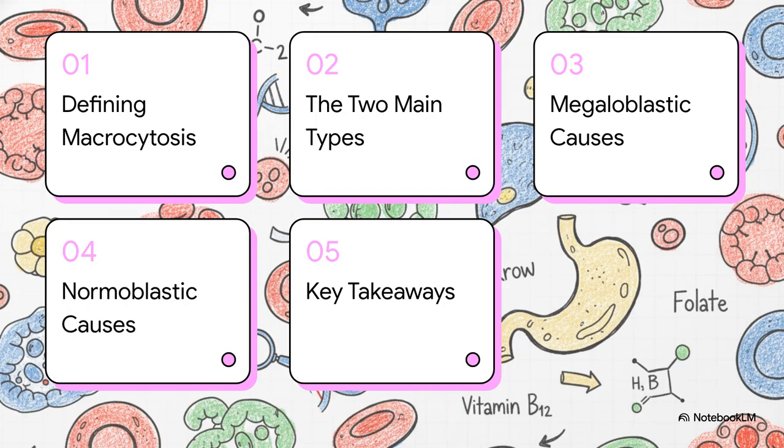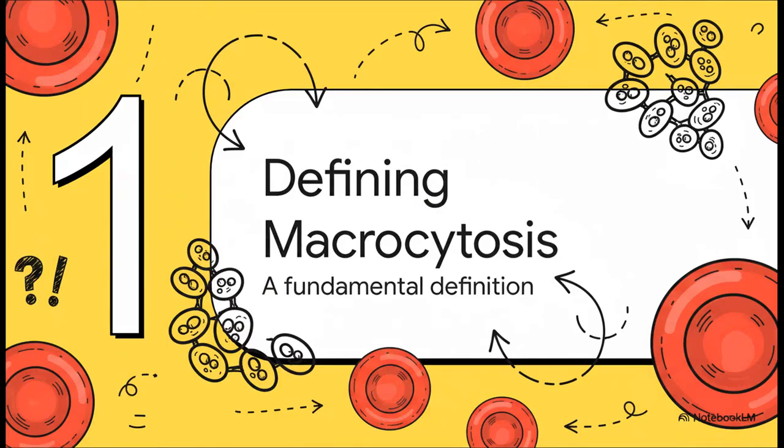Okay, so here's our game plan. We'll start with the basic definition, then we'll hit the big one, the two main types, megaloblastic and normoblastic. We'll dig into the causes for each, and then we'll wrap it all up with the key takeaways you need to remember.